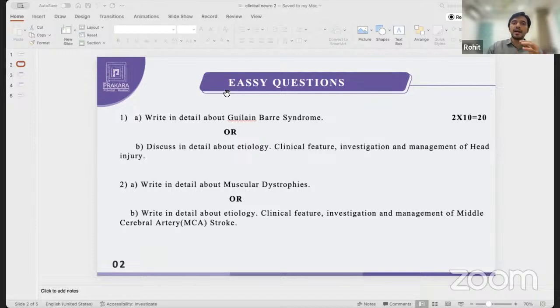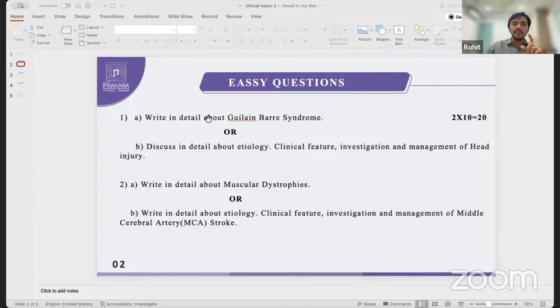Patient can also have higher cerebral dysfunction. Like for example, if there is infarct on the left hemisphere or the dominant hemisphere, patient can have aphasia. Patient can have contralateral hemisensory loss. Patient can have contralateral hemianopia also.